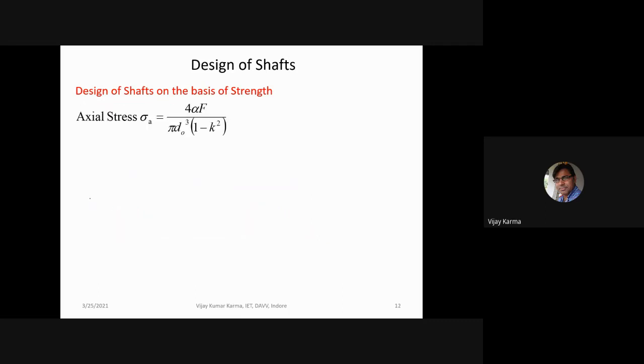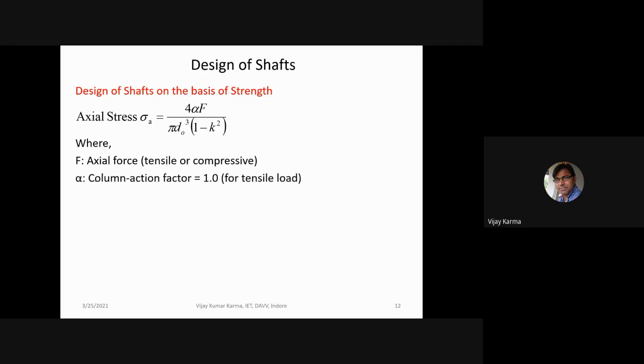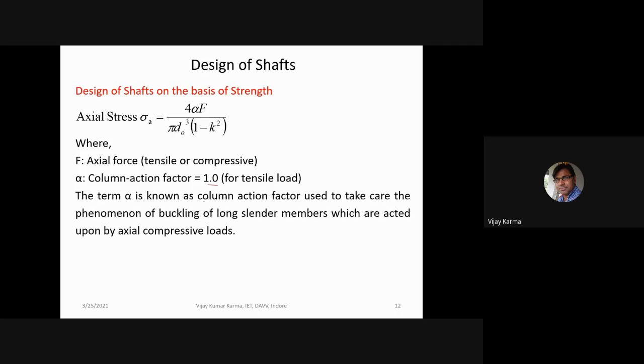Axial stress sigma A. The relation for the axial stress is 4 alpha F upon pi dO cube into 1 minus K square, where F represents the axial force, which might be tensile or compressive. Alpha represents the column action factor, and for tensile load the value of alpha is 1. This alpha is known as the column action factor, and it is taken into account to take care of the phenomenon of buckling of long slender members. So to take care of this buckling for the long members, this alpha is there.